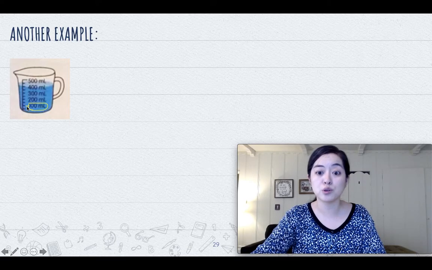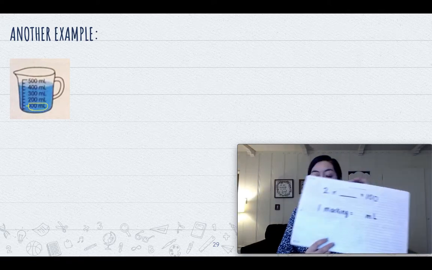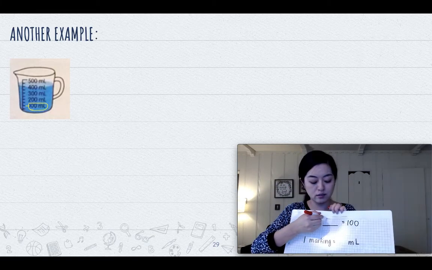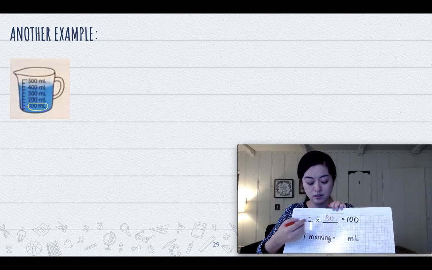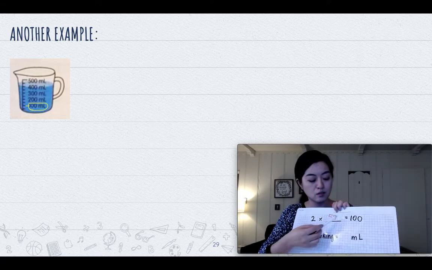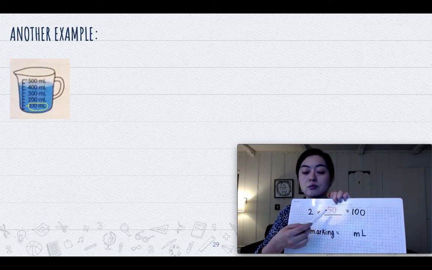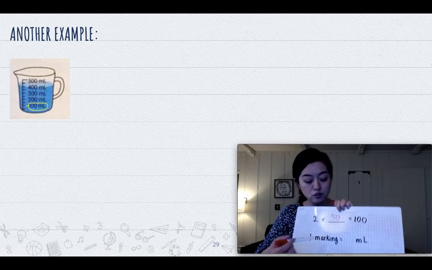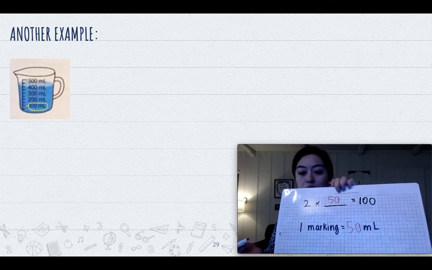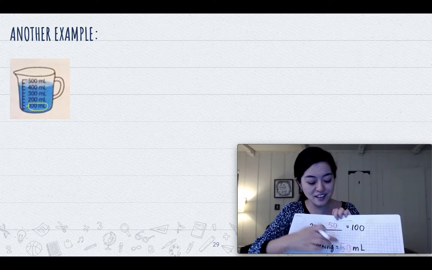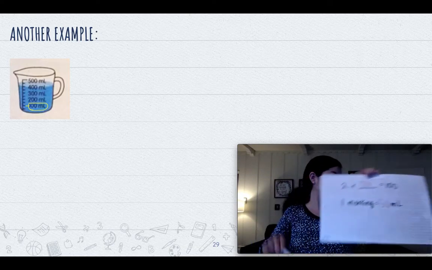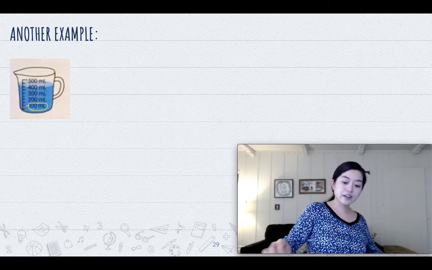1, 2. Okay. So now I can see, okay, 2 times what gets me 100? Oh, it's 2 times 50 gets me 100, right? Double 50 gets me 100, or you can think about this as 50 plus 50 gets me 100. So one marking in this example is 50 milliliters, because we're talking about liquid, aren't we? Okay. All right.